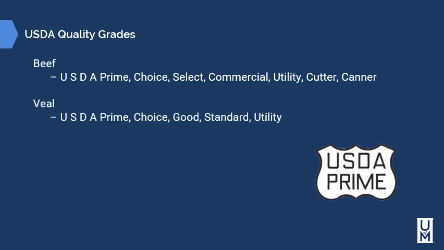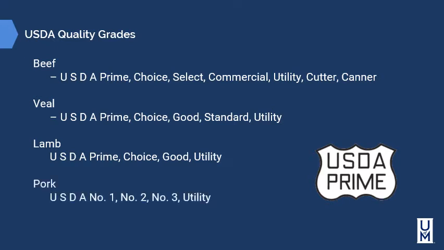Veal is rated USDA Prime, Choice, Good, Standard, and Utility, with Prime, Choice, and Good being the main ones. Lamb is USDA Prime, Choice, and Good, and then Utility. And pork is rated USDA number 1, number 2, number 3, and Utility. The most common we'll see is number 1 and number 2.